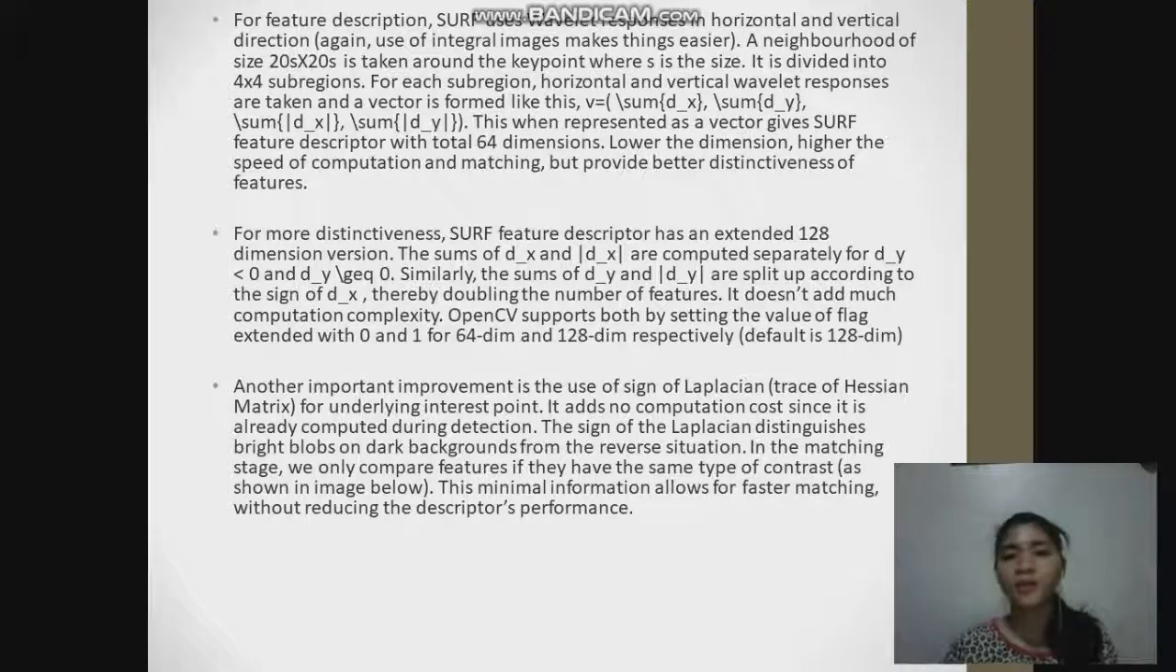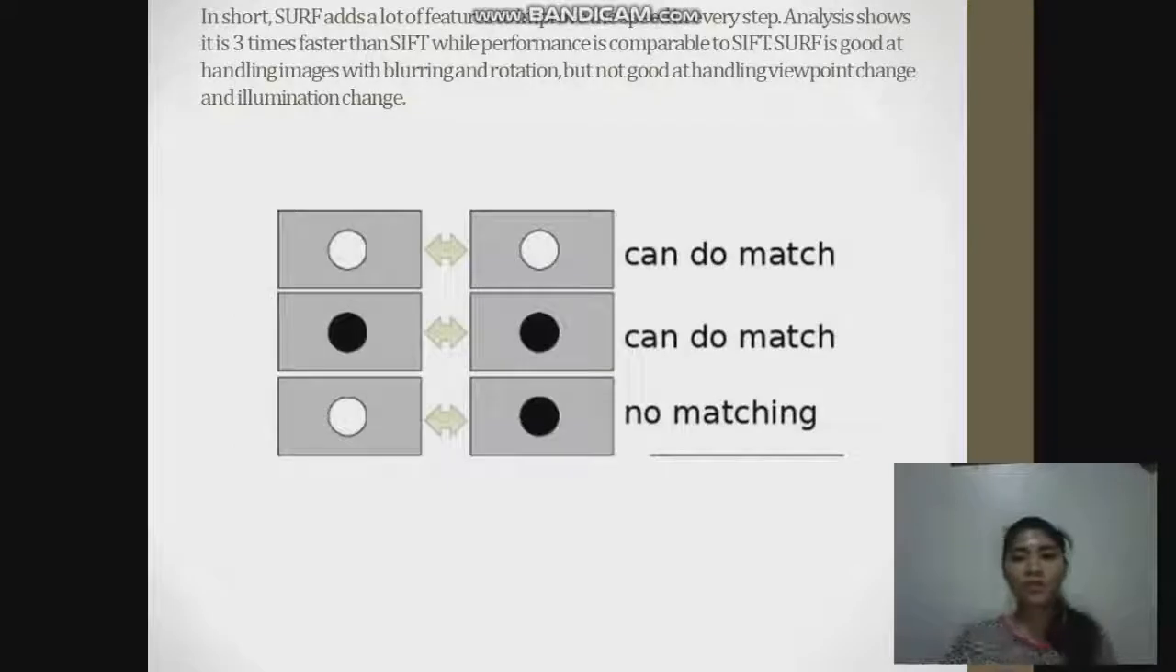For distinctiveness, the SURF feature descriptor has an extended 128 dimension version. Another important improvement is the use of the sign of the Laplacian, the trace of the Hessian matrix, for underlying interest points. It adds no computation cost since it is already computed during detection. The sign of the Laplacian distinguishes bright blobs on dark backgrounds from the reverse situation. In the matching stage, we only compare features that have the same type of contrast. As shown in the image below, this minimal information allows for faster matching without reducing the descriptor's performance.